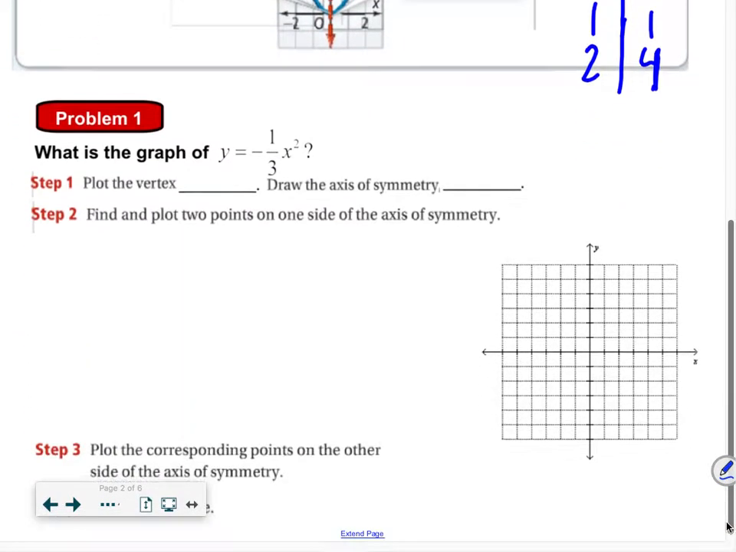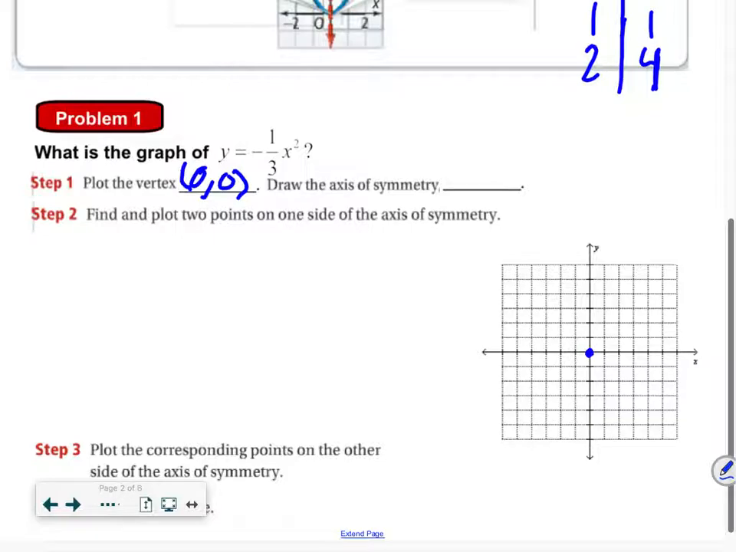Alright, so let's do this first problem. It says, what is the graph of y equals negative 1/3 x squared? Any brave soul want to guess what the vertex is? 0, 0. Look at my little geniuses. Vertex is 0, 0. So I am going to plot that on my graph, put a dot at 0, 0.